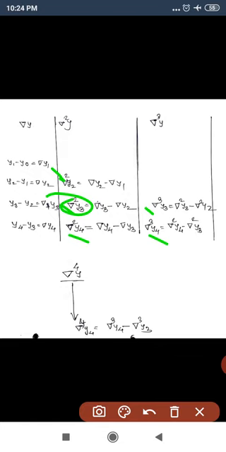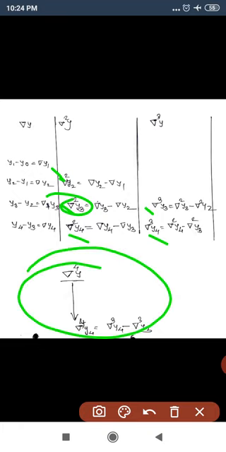Next value is separate. This is the third difference. Similarly, we can calculate fourth difference, and fourth difference is what? Fourth difference is this minus this. We get a fourth difference of y4.